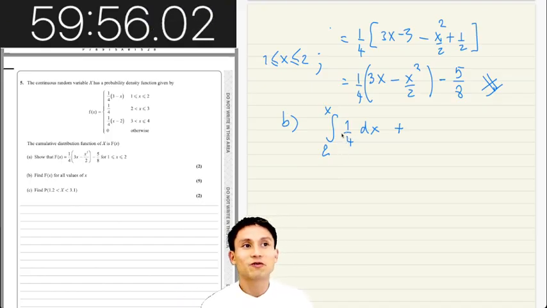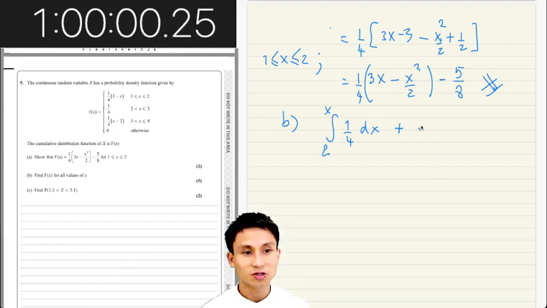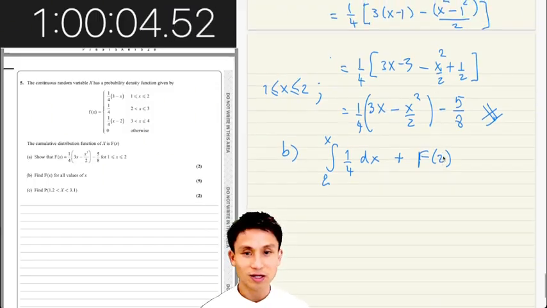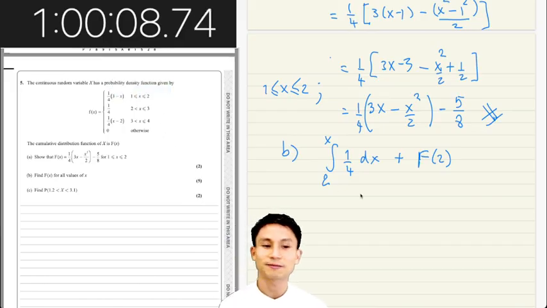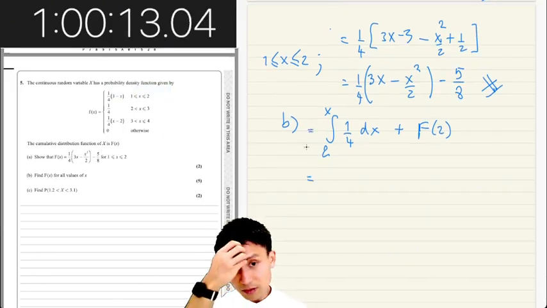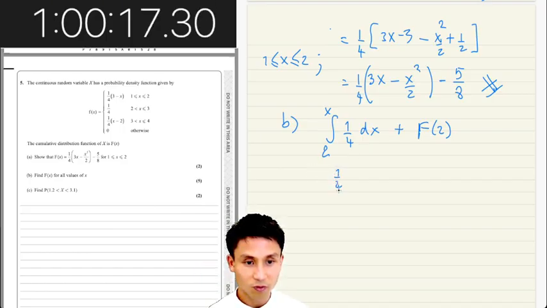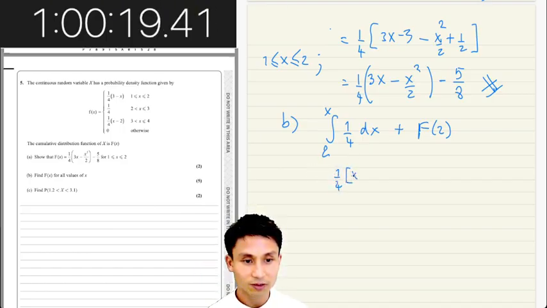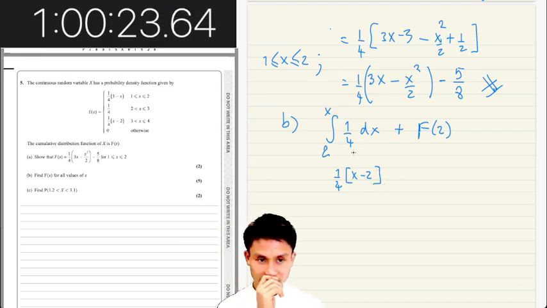So it's got to account for the previous area, and we can find that by substituting 2 from the first equation here. So we're going to substitute 2 in here because 2 is the upper bound of this first function. Okay, so we're just going to do that. So this is the second part. That's going to be 1 over 4 and then x minus 2 here. Just substituting the bound in already, integrating.